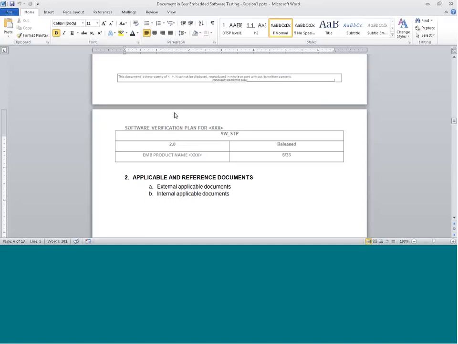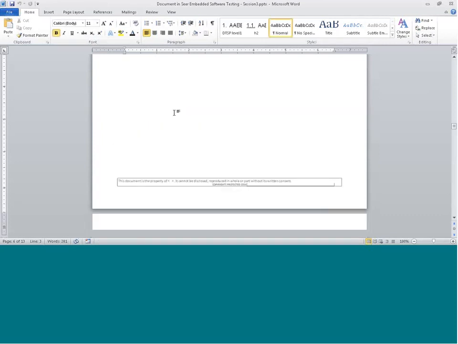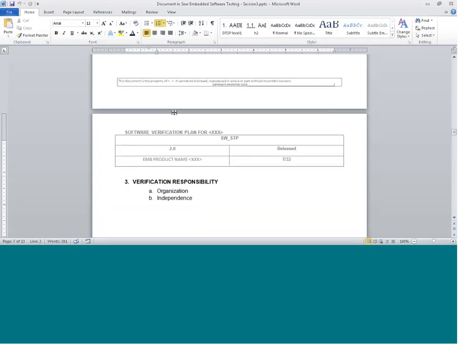Next we have the applicable or the reference documents part of the test plan. So what are the external documents we are going to refer to as part of the development of the test plan? This could be a customer-given document or any industry standard, ISO standard, design standard, or certification standard, which are used for developing the test plan. Similarly, we will have internal applicable documents such as organization checklists, review guidelines, whatever it is.